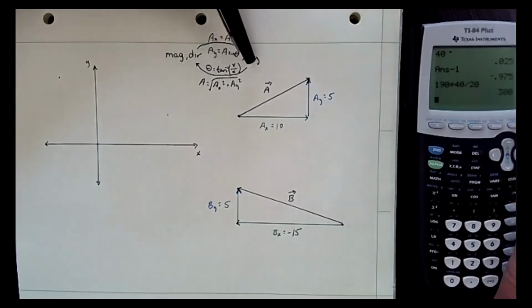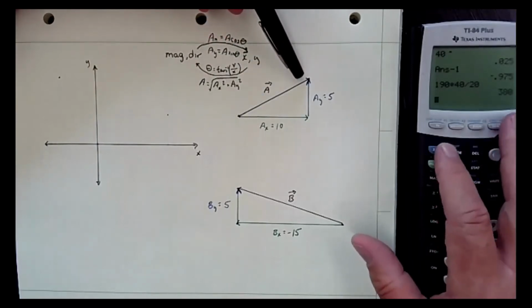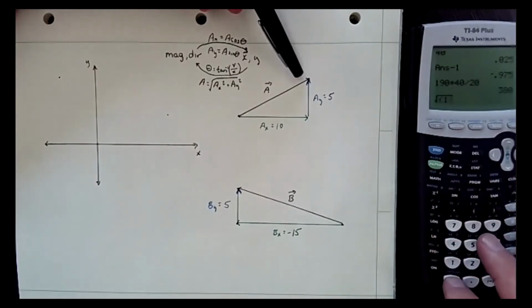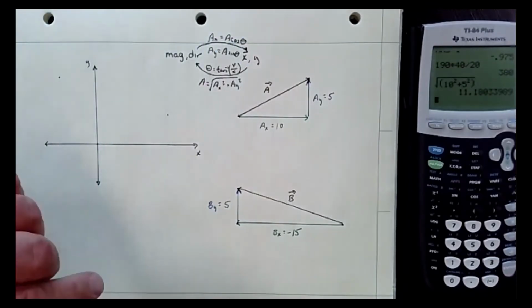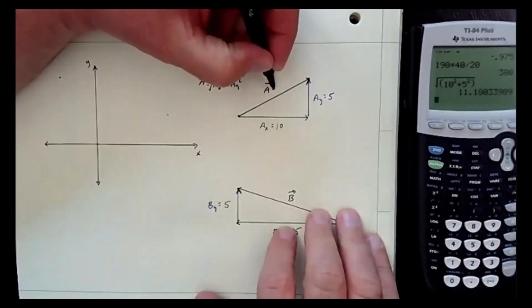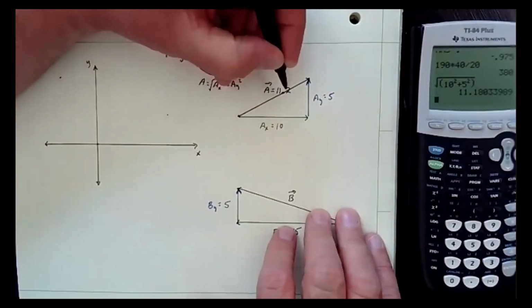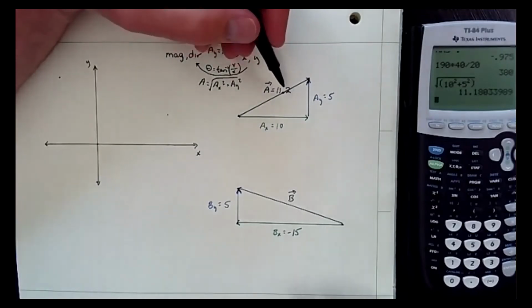Okay, this is saying if I want to go from x and y to magnitude and direction, I can use the Pythagorean theorem to find the length of this hypotenuse. So that's going to be the square root of 10 squared plus 5 squared, and so 11.2. These units are arbitrary because they're just points on my graph paper, but they could be anything, like meters per second or forces, lots of choices there. So 11.2.